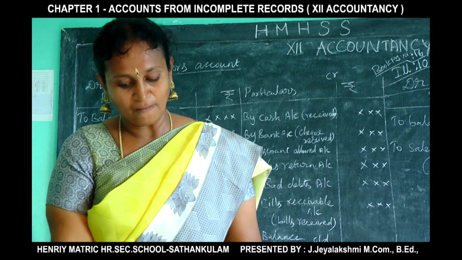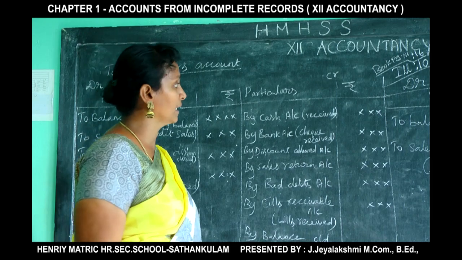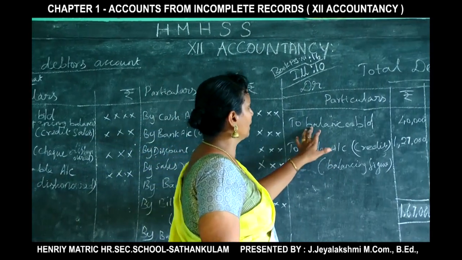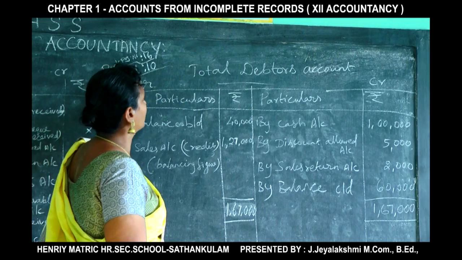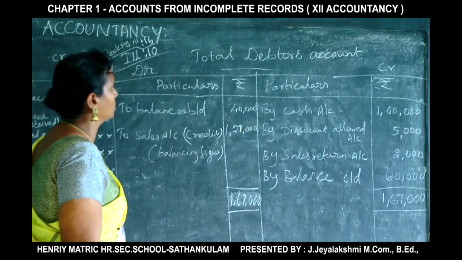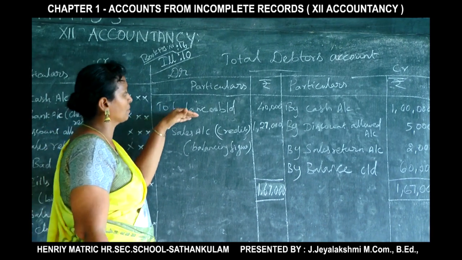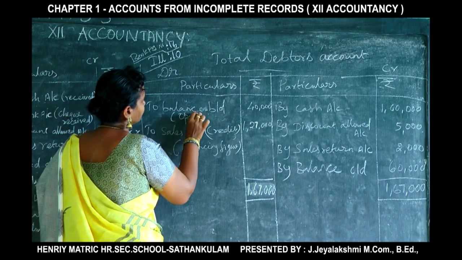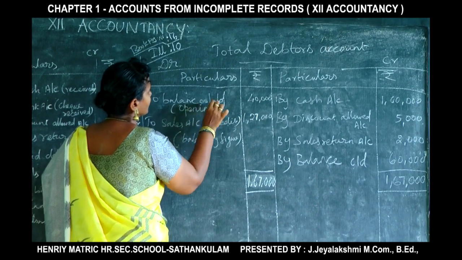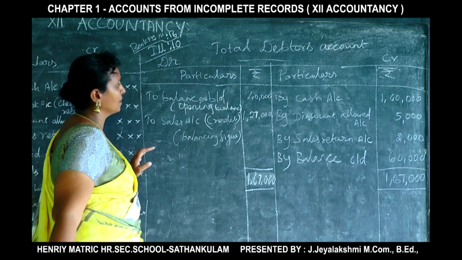From the figure, we have to calculate the sales account, nothing but the credit, that is the balancing figure. See, in the book we have given, first we have to write total debtors account, debit and credit, and divide into two columns, particulars and amount. Then we have to write to balance brought down, which is nothing but the opening balance. Opening balance given in the book, so 40,000 is mentioned here.